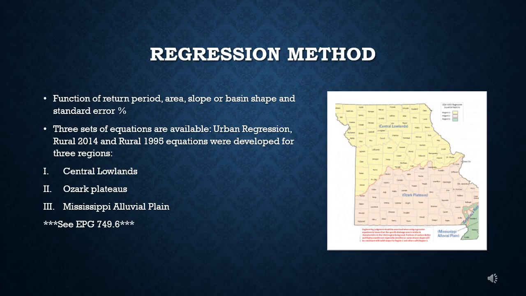Regression method is a function of return period, area, slope or basin shape, and standard error. Three sets of equations are available in EPG. We have urban regression, we have rural 2014, and rural 1995 equations. And both 2014 and 1995 equations were developed for three regions shown in the figure.